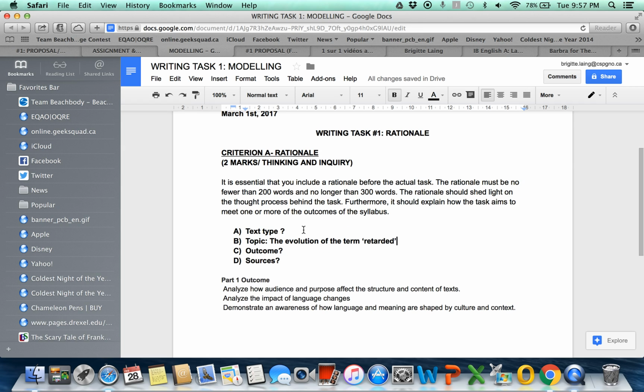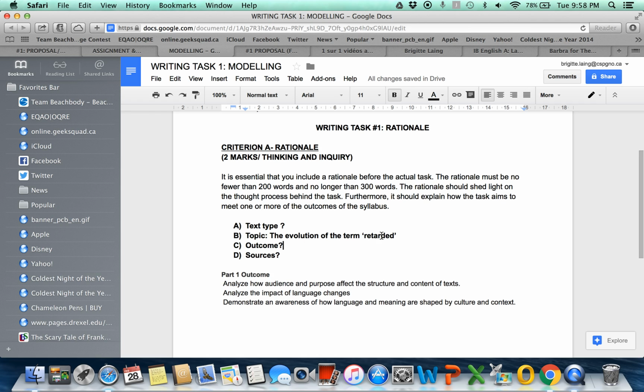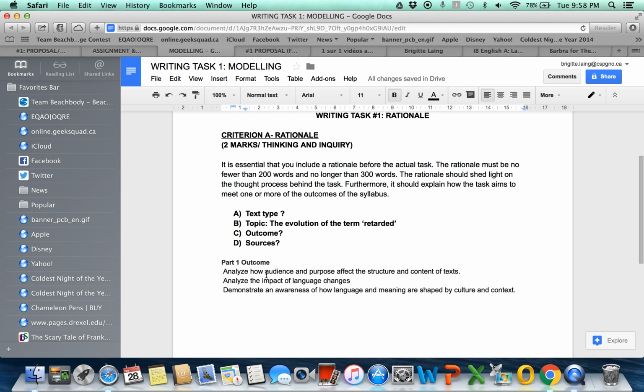Now, I could go and look at the text type. I'm not quite sure yet. So let's look at outcomes, because some of these things are easier to do than others. Evolution of terms has to do with taboo language, because it's no longer acceptable, so it's considered non-PC. So it comes from part 1. Here I've listed the 3 outcomes from part 1. So I have to determine which of these I want to deal with.